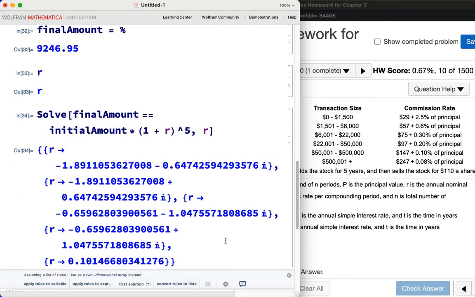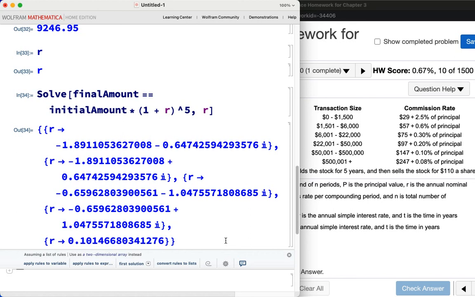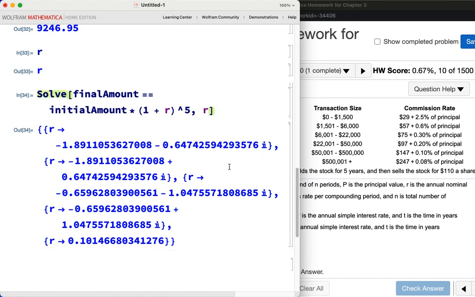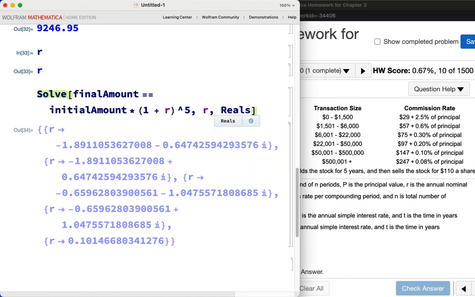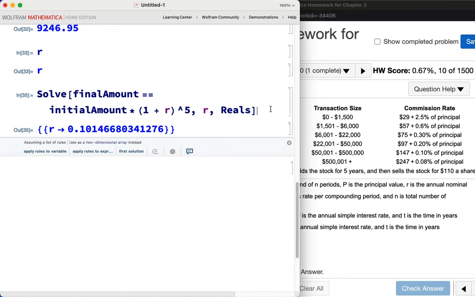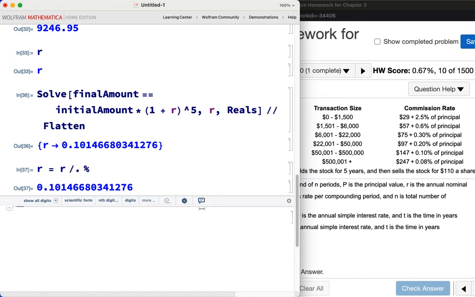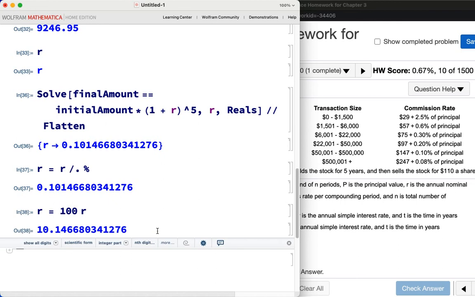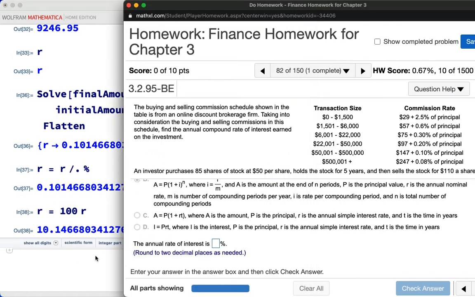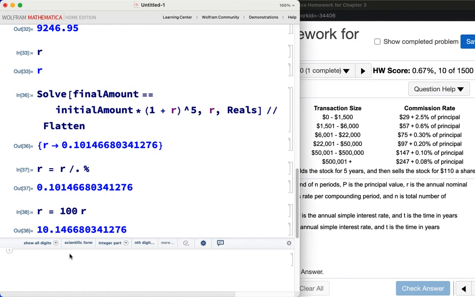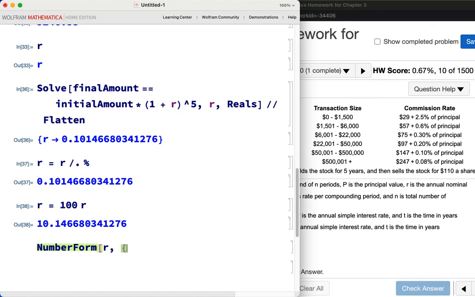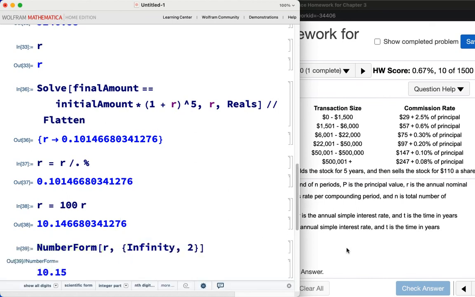Shift, enter. So we're getting a lot of answers, but I only want the answer that's real. I don't want the answers that include imaginary numbers. I want the answer that's real. Oh, and let's flatten that. Okay. So then r is going to be equal to r as it's defined on the previous line, right? And then to make it a percentage, we're going to take that and multiply by 100. Okay. So the annual interest rate is going to be rounded to 2 decimal places.